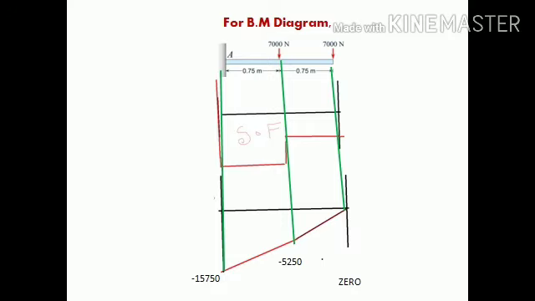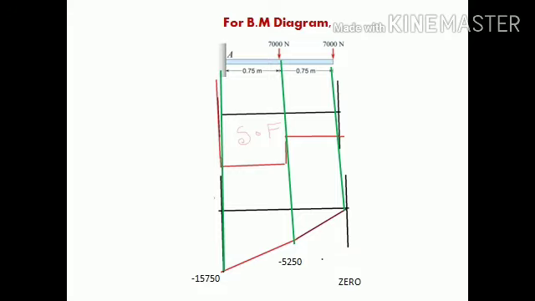And again, the BM at point A we have already found: minus 15,750. Then draw a straight line from the free end to the middle, and again draw a straight line from the middle to the fixed end A. This diagram is called the BM diagram for the cantilever beam.